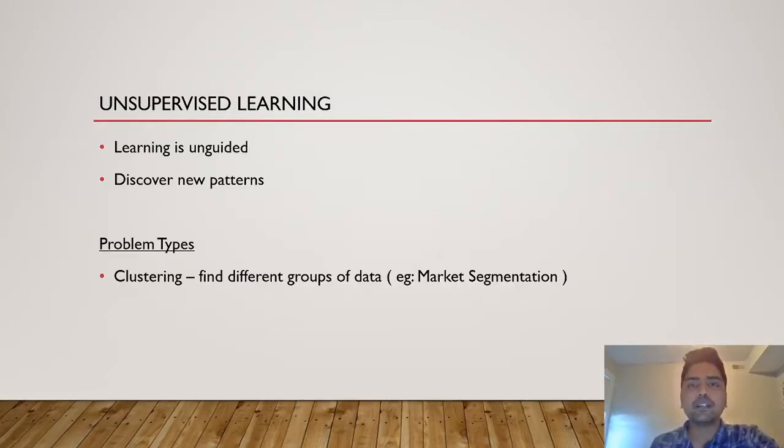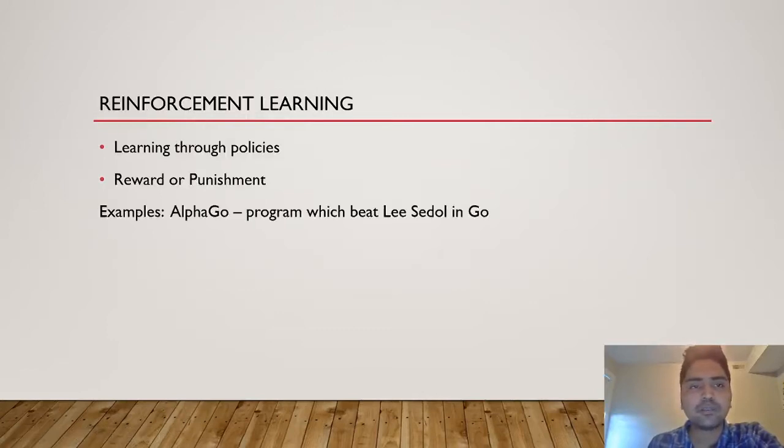So based on that, if you give that data to the machine, it should be able to segment them according to their buying patterns. So that is one example of clustering. It also applies at the company level. That is called market segmentation. And this is all about unsupervised learning.